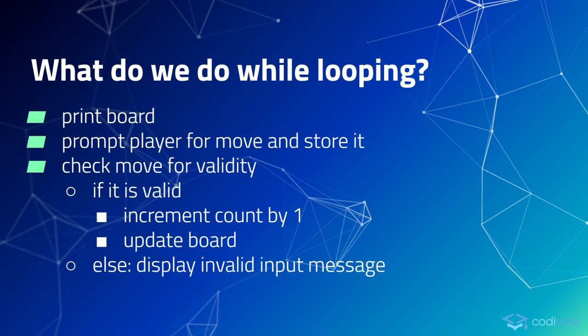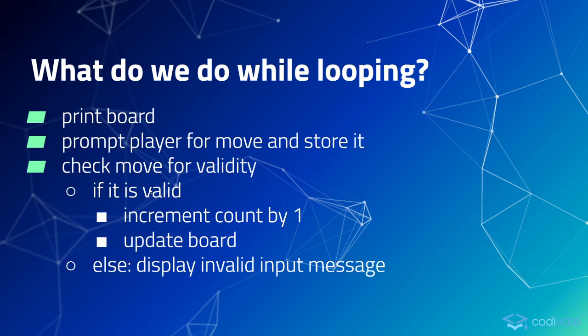Okay, let's go over some of the things we need to do inside our while loop. Our first step is to print the board, so the user knows what is going on in the game so far and what happened in the current move. The next step is to prompt the player to actually move. Their move should be a number between 1 and 9, and we should make sure of that by checking for validity. If the move is indeed a number between 1 and 9, then it is valid, and it makes it to the next stage.